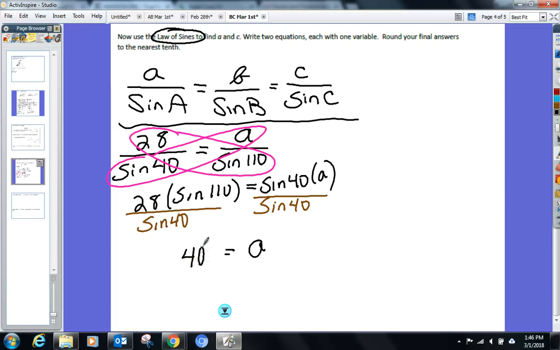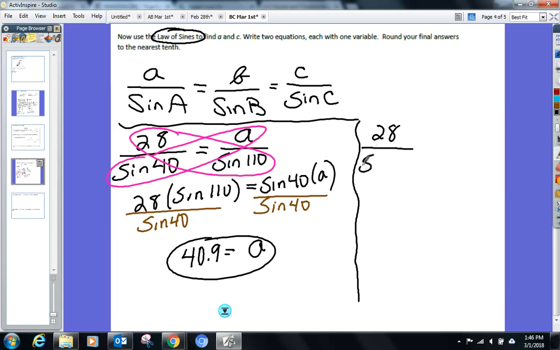Triangle still not solved yet. Still got to solve for side C. I'm just going to give you a piece of advice. Take it if you want. If not, fine. I always use the given one. I know you could use 40.9 with sine of 110, but I always choose to keep using the one that was given to me. So I'm going to keep 28 and sine of 40.